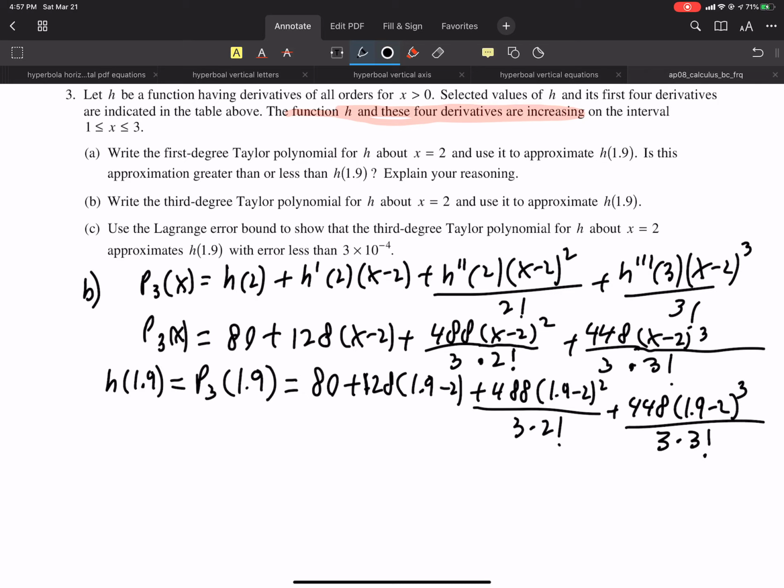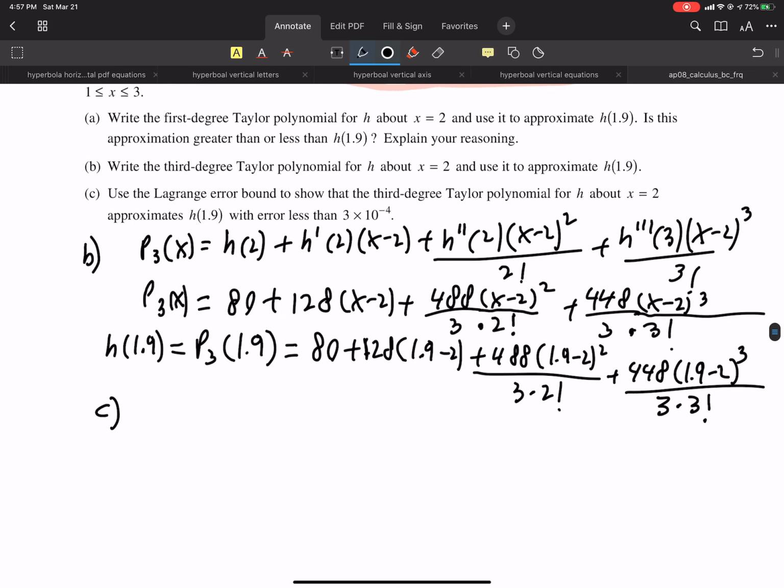Okay, there's our answer. We are all done. We do not have to simplify that. And now we're going to go to part C. Use the Lagrange error bound to show that the third degree Taylor polynomial for h about x equals 2 approximates h at 1.9 with error less than 3 times 10 to the negative 4th.